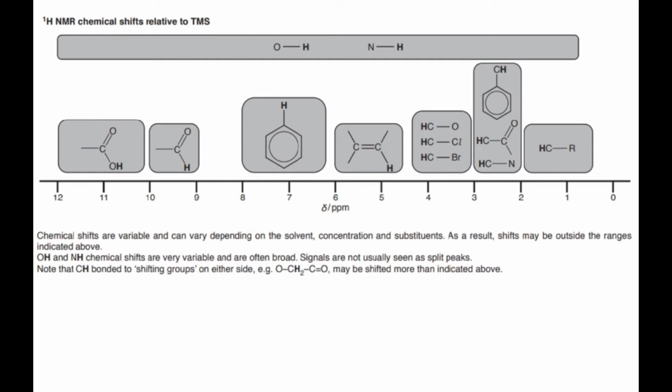Actually, before we start, we're using the OCR chemistry data sheet, which has the chemical shift at the bottom, and it tells you which hydrogens, which is in bold. I just want to point out this last line here, because this is quite important. It says, note that CH bonded to shifting groups on either side, and there's an example, HCO, and HC double bond O, may be shifted more than indicated above. So if there are 2 shifting groups, one on either side of the hydrogen, then the chemical shift may be shifted, and we're going to see an example of that in a moment. I'm not going to keep flicking back to this, so please make sure you've got your copy of your OCR data sheet with you too.